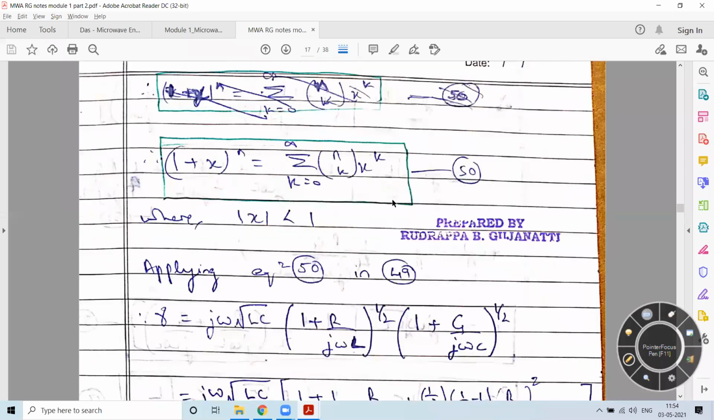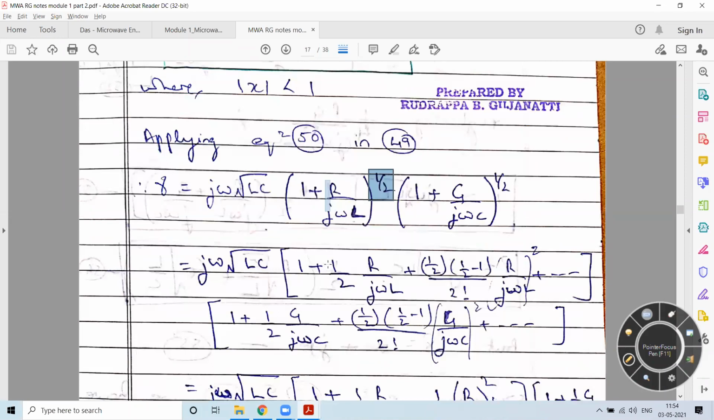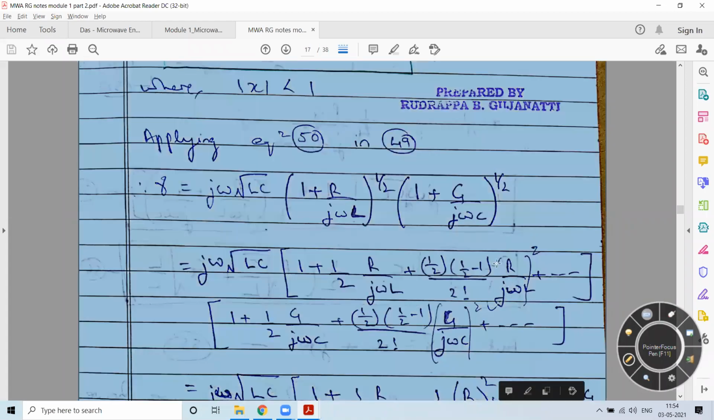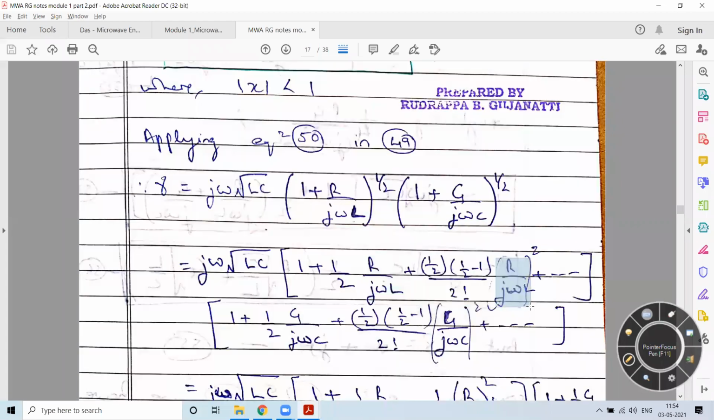So what is the n value? The n value is half into this parameter, half into r divided by j omega L, plus the next parameter, n into n minus 1 divided by 2 factorial into x raised to 2. So it is half into half minus 1 divided by 2 factorial into (r divided by j omega L) square, and so on we continue. So this part is for the first case, that is this parameter.